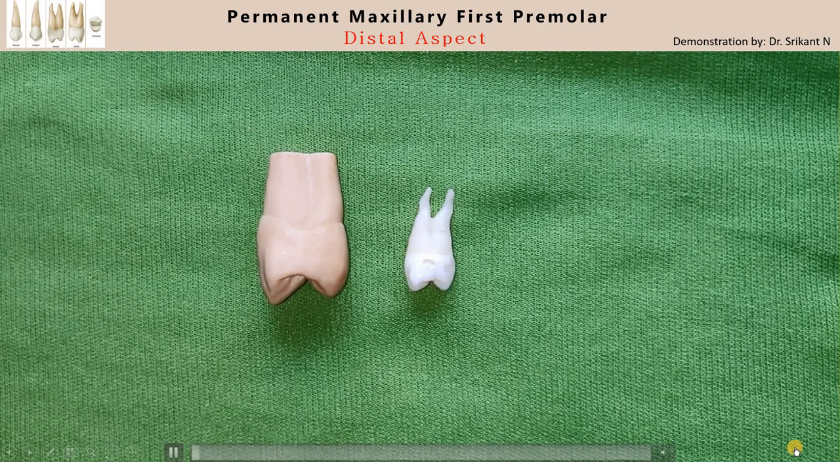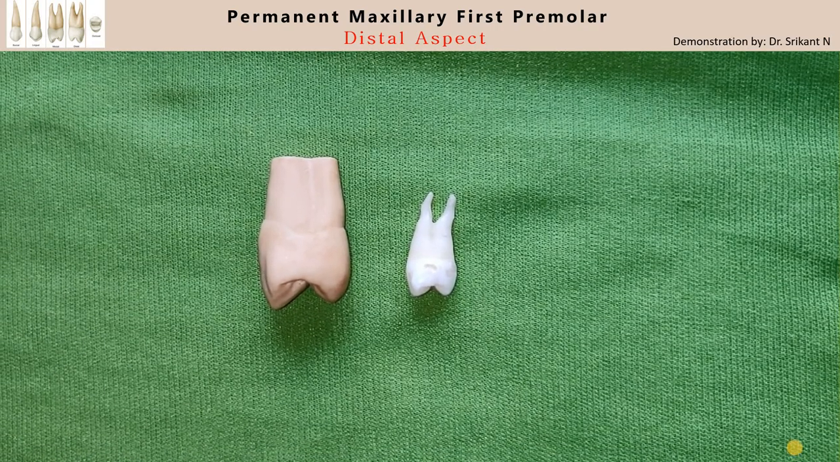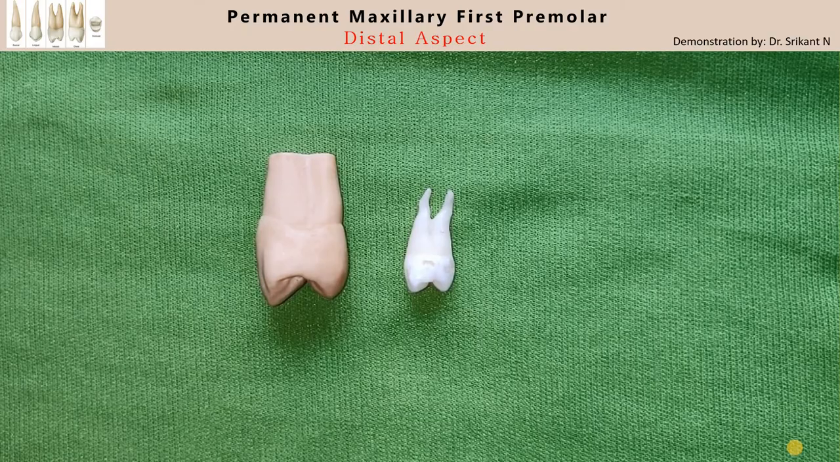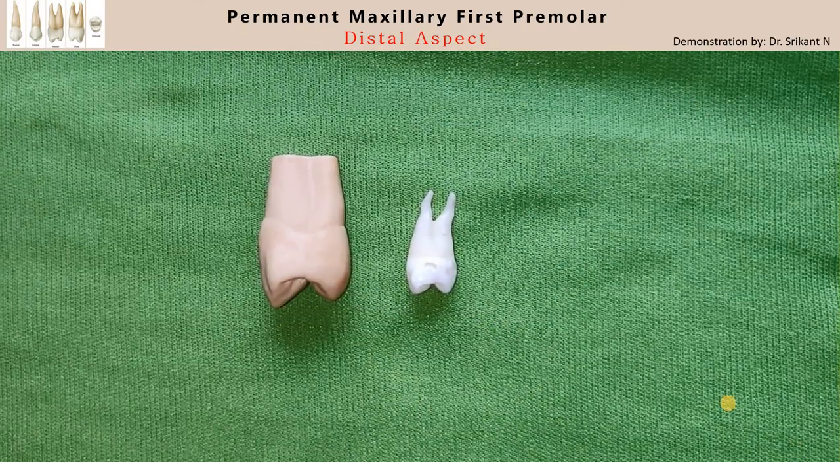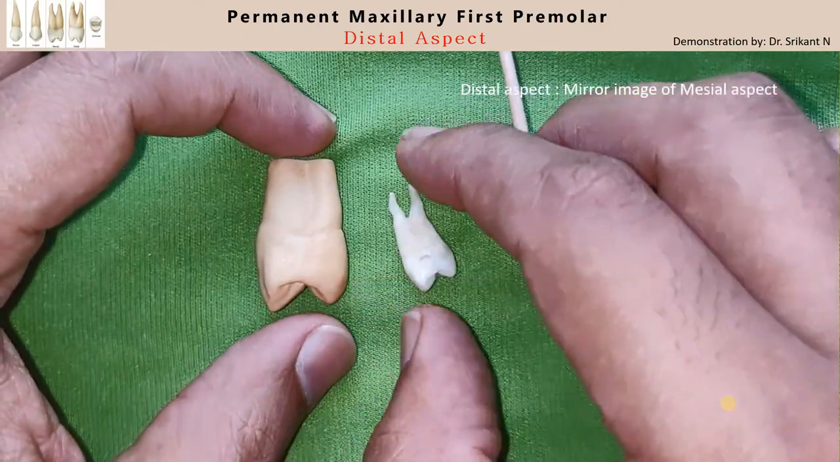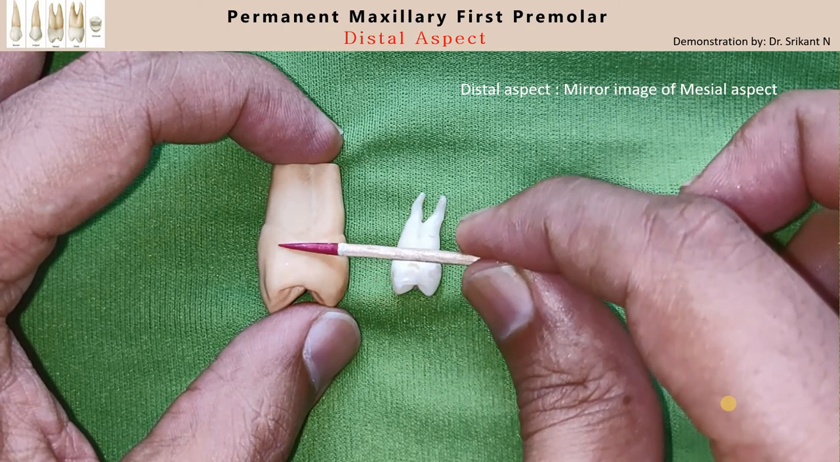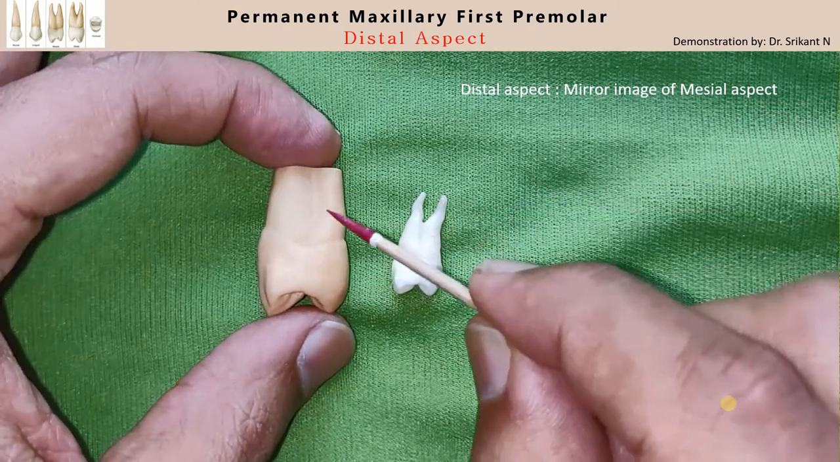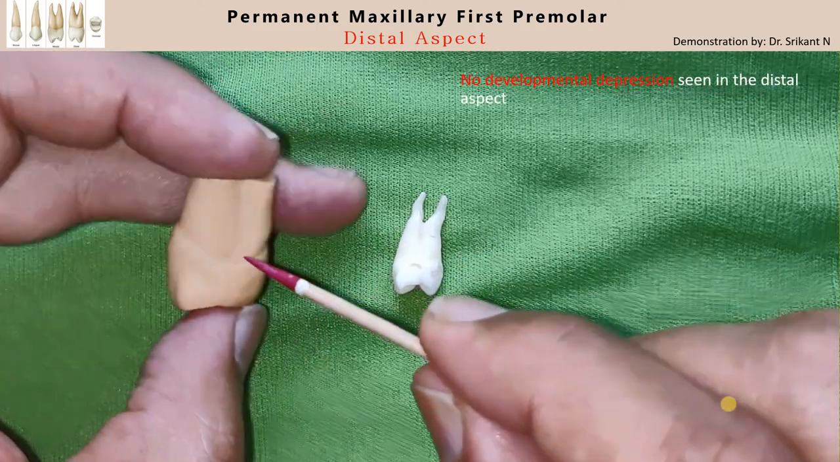Hello everyone, welcome to the video demonstration of the distal aspect of the permanent maxillary first premolar. The distal aspect is basically a mirror image of the mesial aspect. The distal surface, however, is much more convex compared to that of the mesial aspect. There is no developmental depression seen on the distal side.